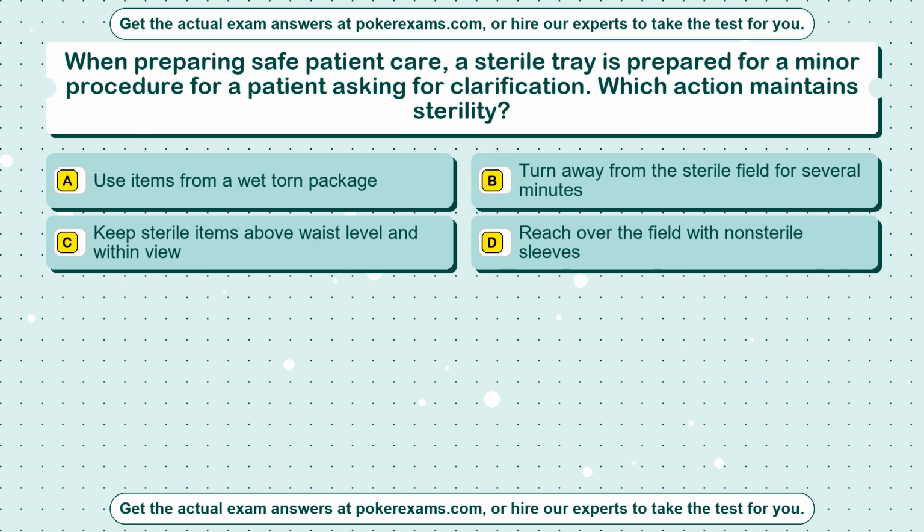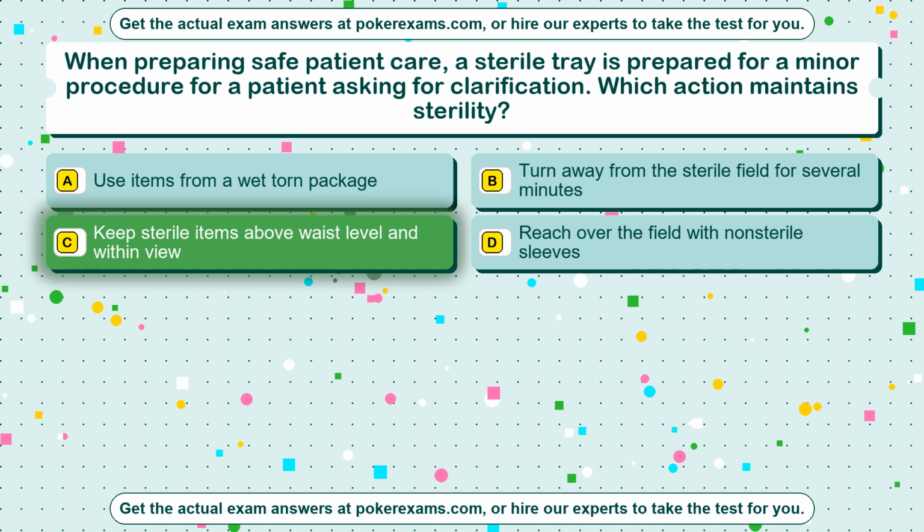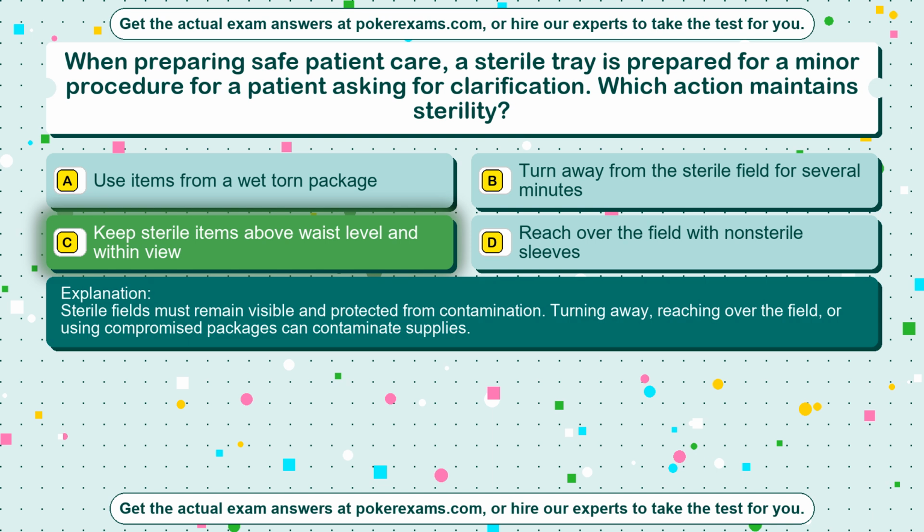Question 96. When preparing safe patient care, a sterile tray is prepared for a minor procedure for a patient asking for clarification. Which action maintains sterility? Option A. Use items from a wet torn package. Option B. Turn away from the sterile field for several minutes. Option C. Keep sterile items above waist level and within view. Option D. Reach over the field with non-sterile sleeves. The correct answer is option C. Keep sterile items above waist level and within view. Sterile fields must remain visible and protected from contamination. Turning away, reaching over the field, or using compromised packages can contaminate supplies.